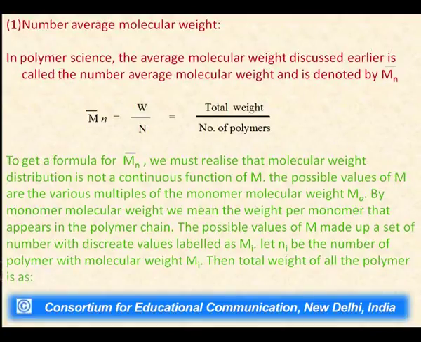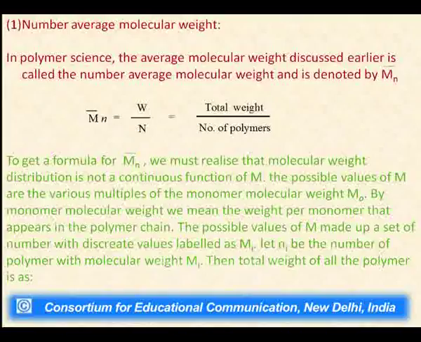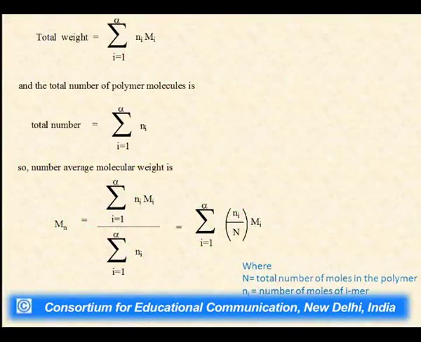The possible values of M, or the molecular weight, are made up of a set of numbers with discrete values labeled as Mi. Now, let Ni be the number of polymers with the molecular weight Mi. Then the total weight of all the polymers will be represented as the summation of Ni Mi, where i is the number of monomers present. So, it will be a summation of the total number of molecules and the molecular weight of all monomers.